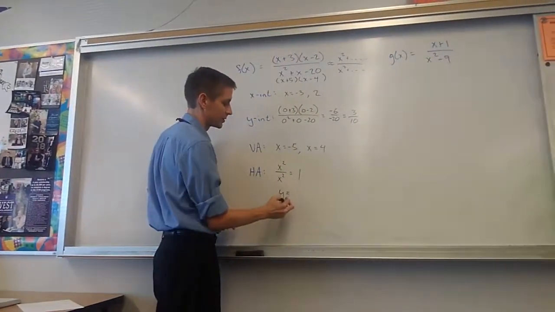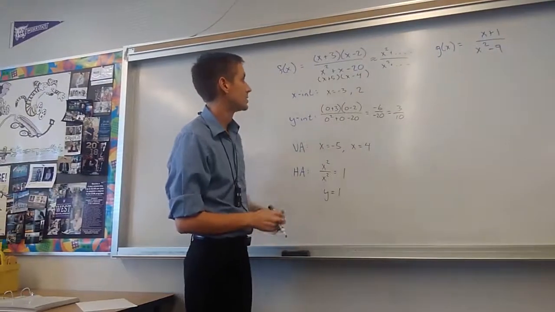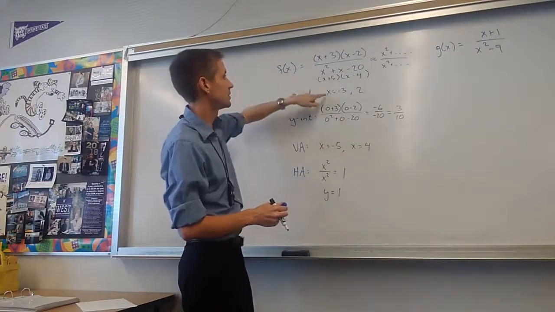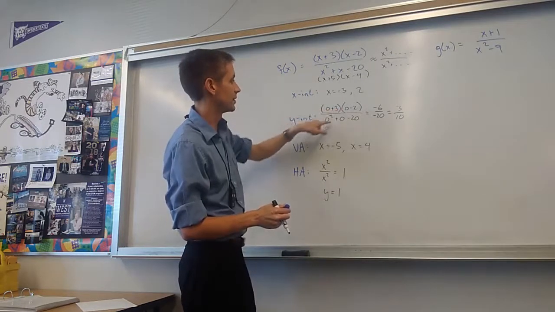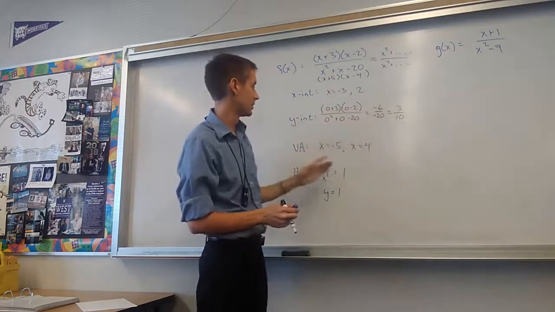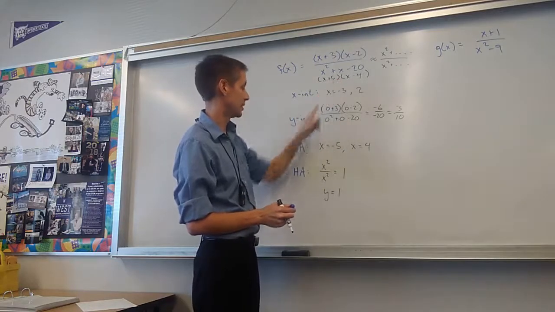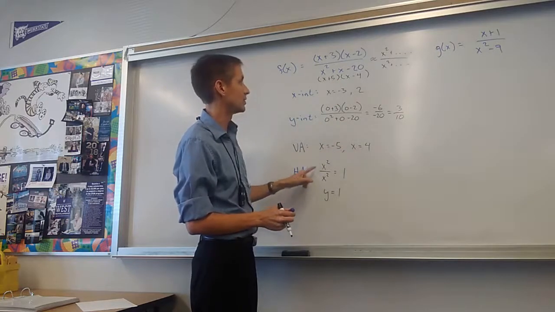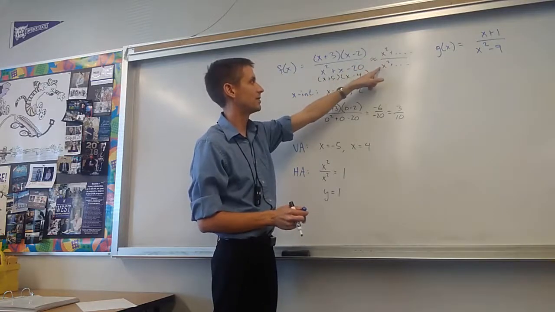So the x-intercepts were the zeros of the numerator. Y-intercept, we substituted a 0 in for all the x's and simplified. Vertical asymptote, we found the zeros of the denominator. Horizontal asymptote, we took the highest power of x from the numerator, the highest power of x from the denominator, divided those terms out, and ended up getting y equals 1.